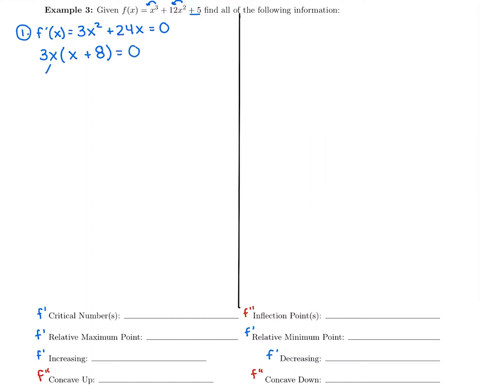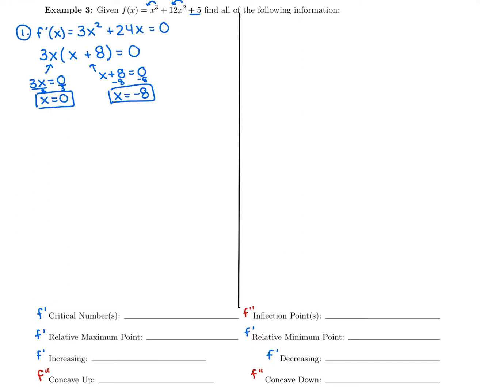So these 2 things can only multiply to be 0 as long as one of them is 0. So I want to see, can anything make 3x 0? Yes. 3 times 0 would give me 0. And can anything make x plus 8 0? Yes, if x is negative 8. For each of these, you could divide by 3 to figure that one out or subtract 8 to solve that one if you need to. If you can't just see it right off the bat, that's fine.